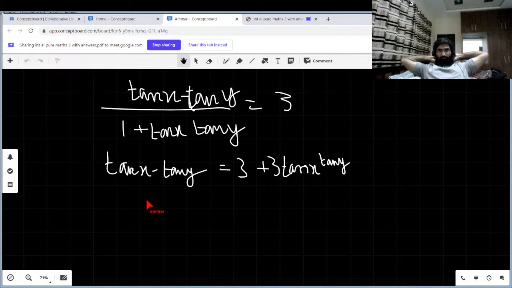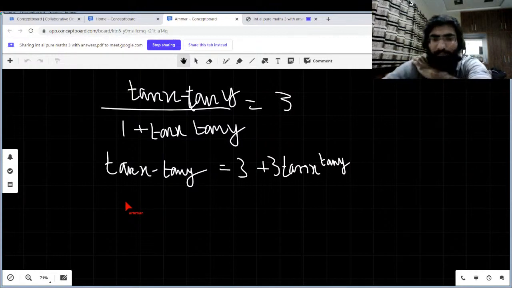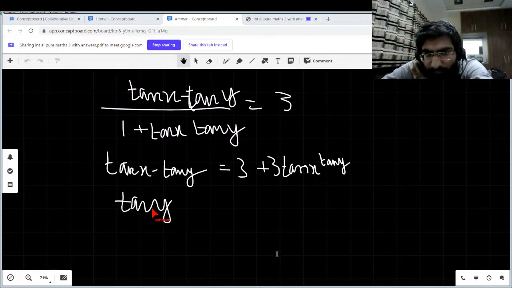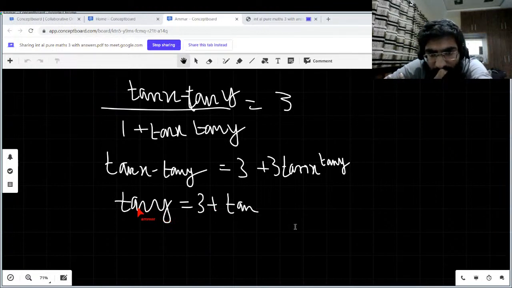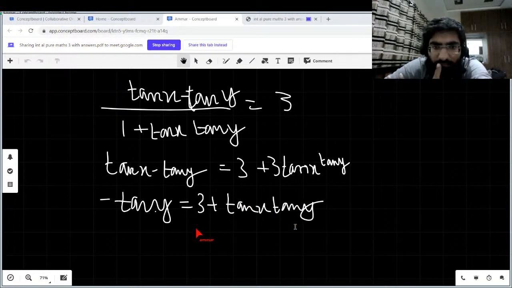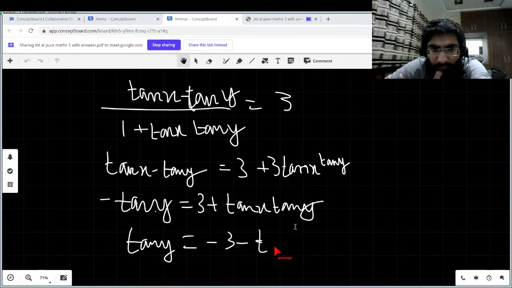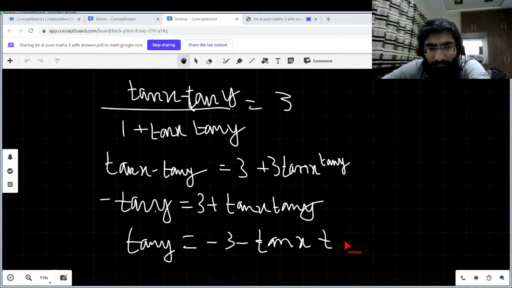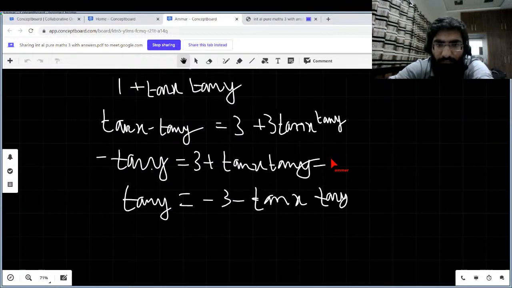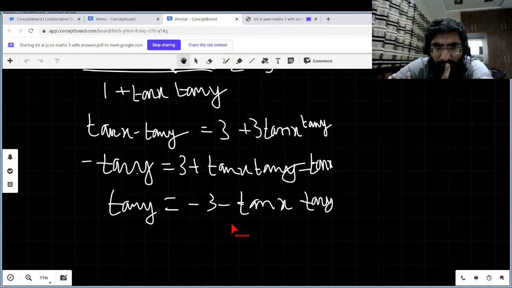What to do, sir, be honest. Wait. I know what to do. I have to express in terms of tan y. Okay, I'm stupid. Tan y is equal to 3 plus tan x tan y, and so tan y is equal to minus 3 minus tan x tan y, minus, this is minus tan x again, right? So then plus tan x. Right?